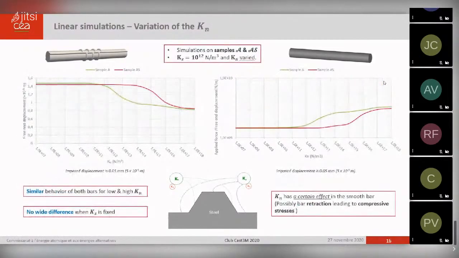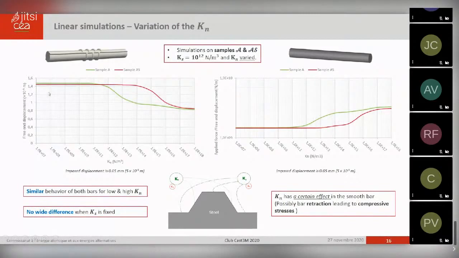After that, the Kn was varied, while Ks was fixed at a certain value. The same kind of plottings were done using, as I said, sample A, using a ribbed part in the middle, non-adhesive parts, and this one where the adhesive part in the middle is smooth.